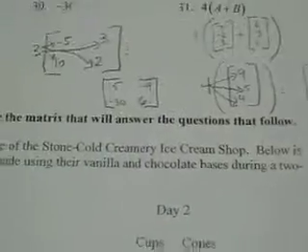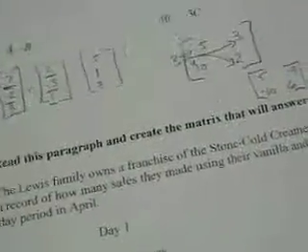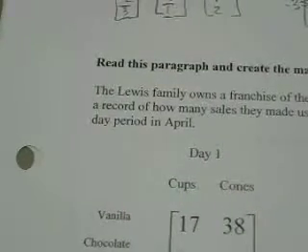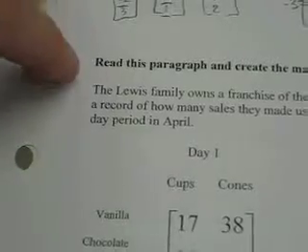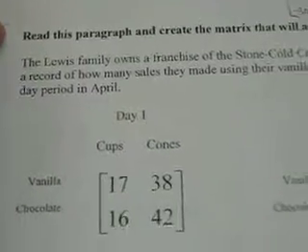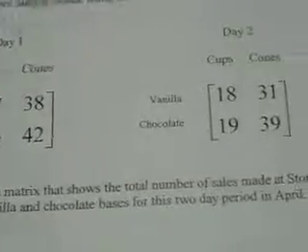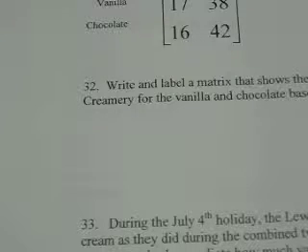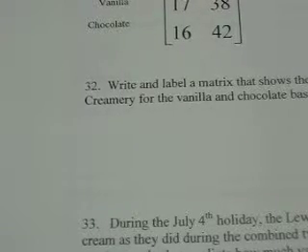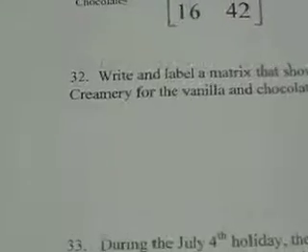And then numbers 32 and 33, it says, read this paragraph and create the matrix that will answer the questions that follow. The Lewis family owns a franchise of the Stone Cold Creamery ice cream shop. Below is a record of how many sales they made using their vanilla and chocolate bases during a 2-day period in April. So they give us these two matrices, and we're going to use those on numbers 32 and 33. 32, it says, write and label a matrix that shows the total number of sales made at Stone Cold Creamery for the vanilla and chocolate bases for this 2-day period in April.